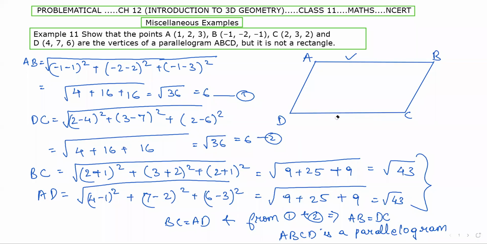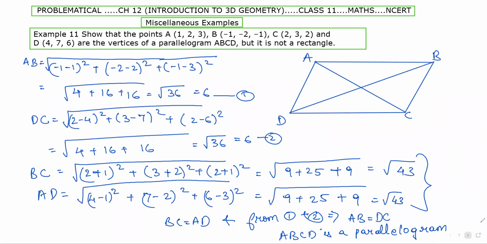Now, it is mentioned that you are also supposed to prove that it is not a rectangle. Now, we know that the difference between a parallelogram and a rectangle is that the diagonals of a rectangle are equal. However, the diagonals of a parallelogram are not equal. There's a bigger diagonal and a smaller diagonal. The diagonals of a parallelogram and a rectangle both bisect each other. That's true. But here you have a bigger diagonal and a smaller diagonal.